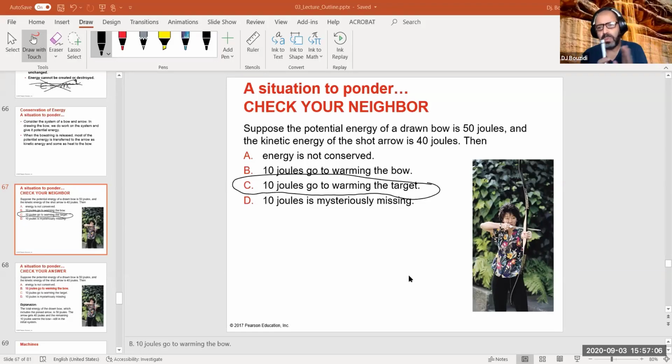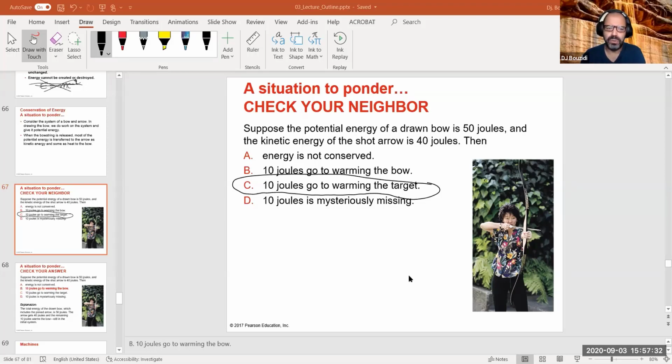So you're welcome to put just C, okay? The answer is going to be C. That's good enough. Or if you want to be verbose, 10 joules to warming the target, okay? Because we have a 50 and 40, and the mystery in here is where is this conservation? It's not. There is an imbalance of energy. So where did that energy go?